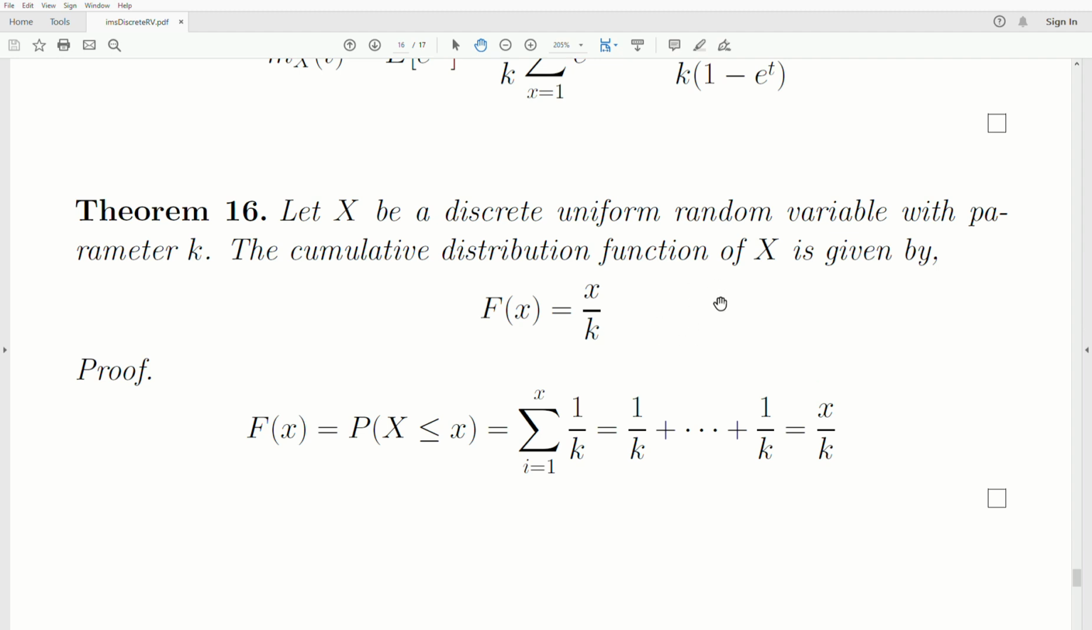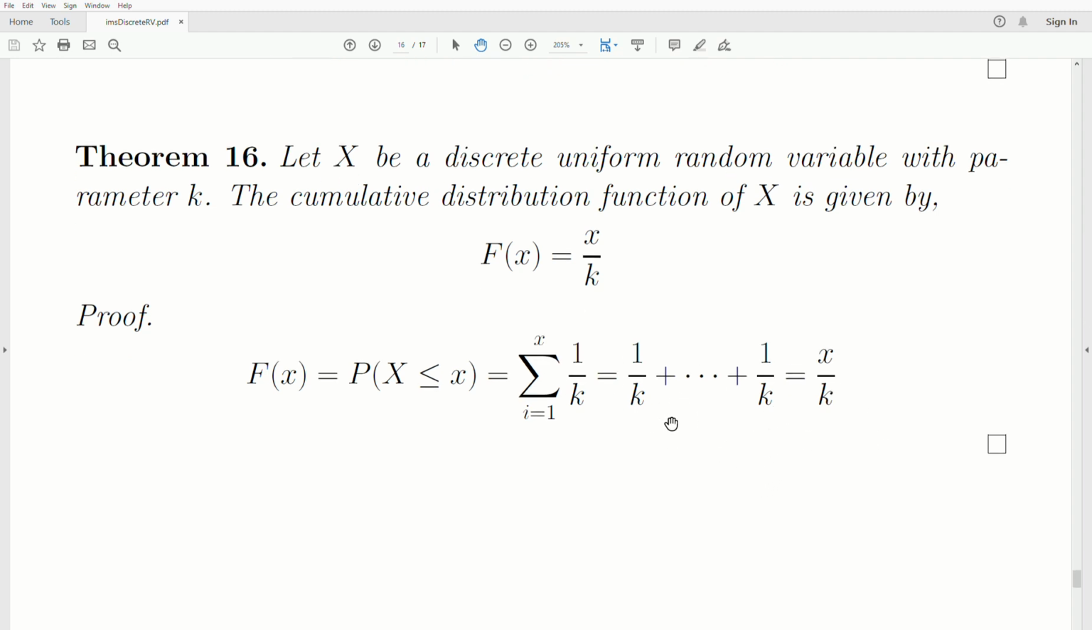And I probably should put, yeah, in this sum, x can't be less than 1. If it is, then it's 0. There needs to be some sort of condition there for that.